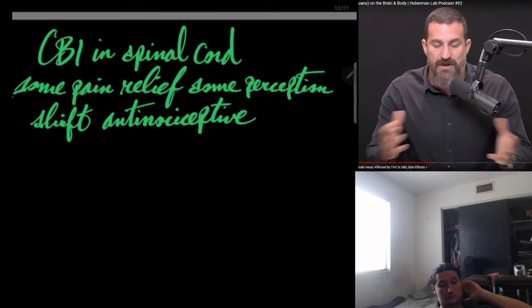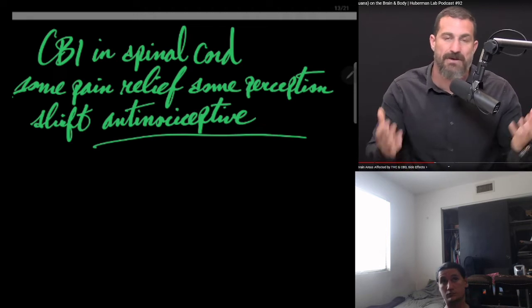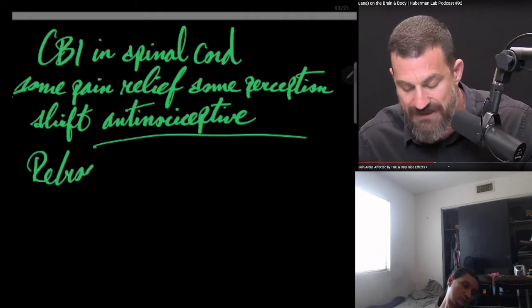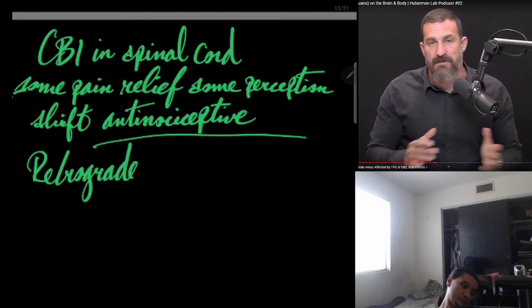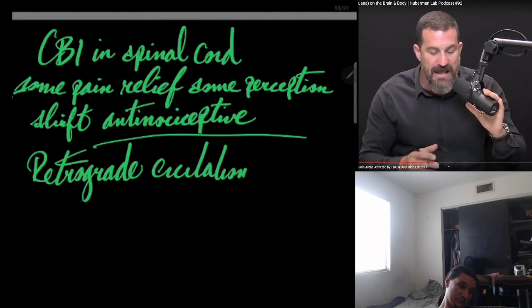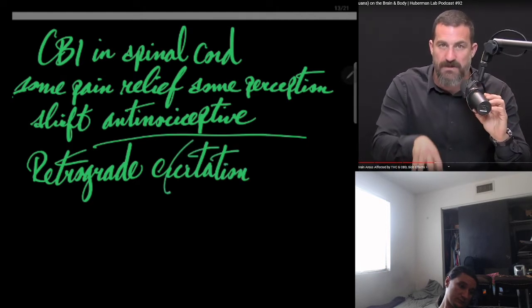And the broad array of effects can be explained by the fact that retrograde signaling can lead to activation or suppression of activity in various neurons. So now I'd like to take a step back from the biology of cannabis and THC and CBD and all the signaling and receptors, et cetera, and really just focus on cannabis use.